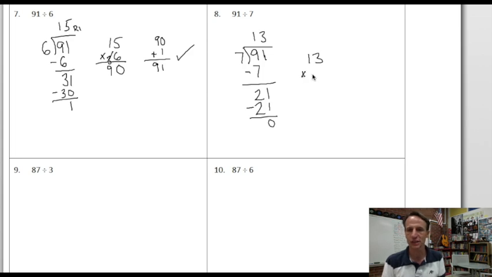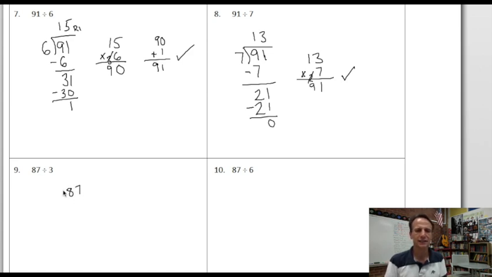We have a one-step check here. 13 times 7 should give us the 91, but we're not just going to write 91. We'll actually do the multiplication. 7 times 3 is 21. Place the 1, regroup the 2. 7 times 1 is 7. Plus 2 is 9. Indeed, we got the 91 we started with. To check, it's good. Now we have 87 divided by 3.